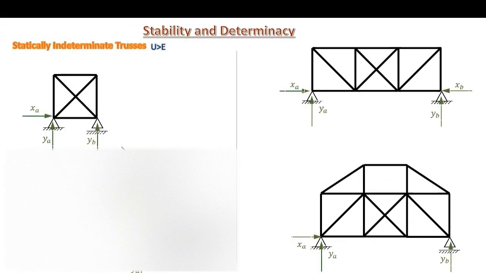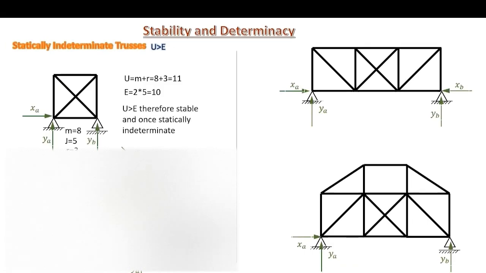To proceed with statically indeterminate trusses, those are trusses having the number of unknowns greater than the number of equations. So we have here 8 members, 4 external members and 4 internal members. The number of joints is 5. They can easily be counted. And the reactions are 3, so the unknowns are 11 and the equations are 10. The unknowns are greater than the equations by 1, therefore this truss is stable and once statically indeterminate.